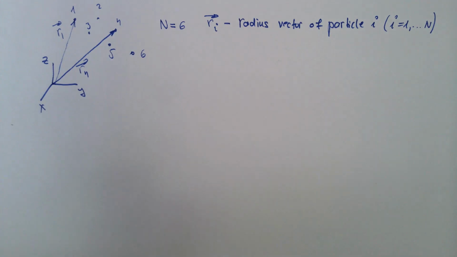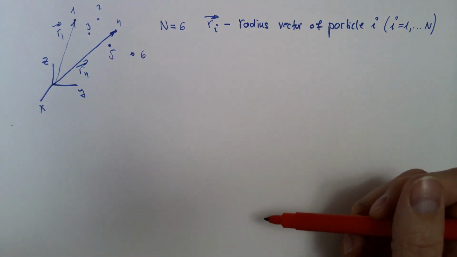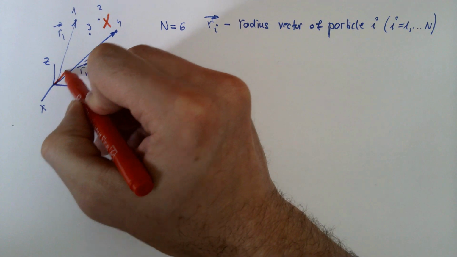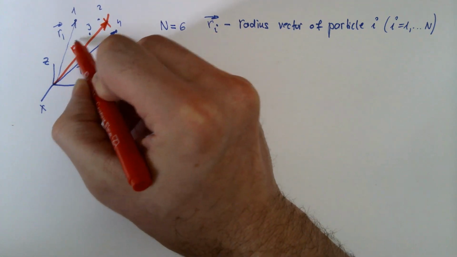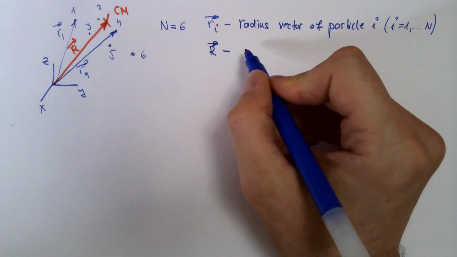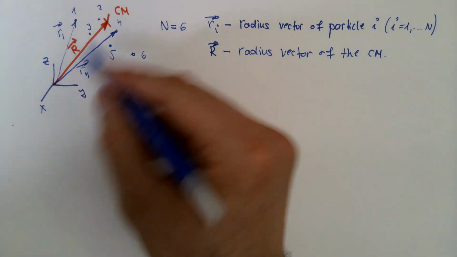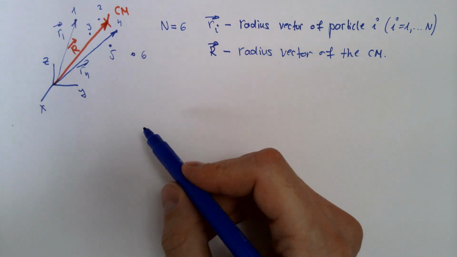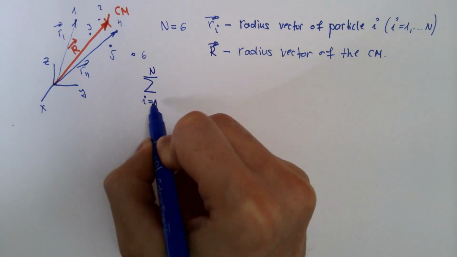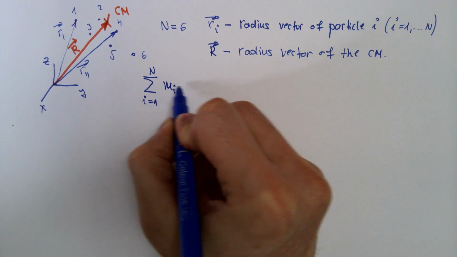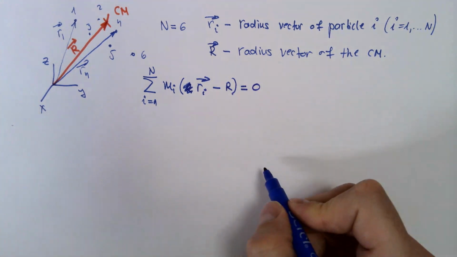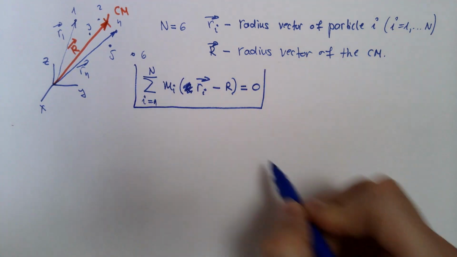Now, this system, depending on the location of these particles and their masses, has the center of mass. And let's say center of mass is right here. And this center of mass has its own radius vector, capital R. So this is CM, and capital R is the radius vector of the center of mass. The center of mass is the point that satisfies this expression, that the sum over all particles from 1 to n, which is 6 in this case, of mi times (ri minus capital R) equals 0. This is the definition of the center of mass.